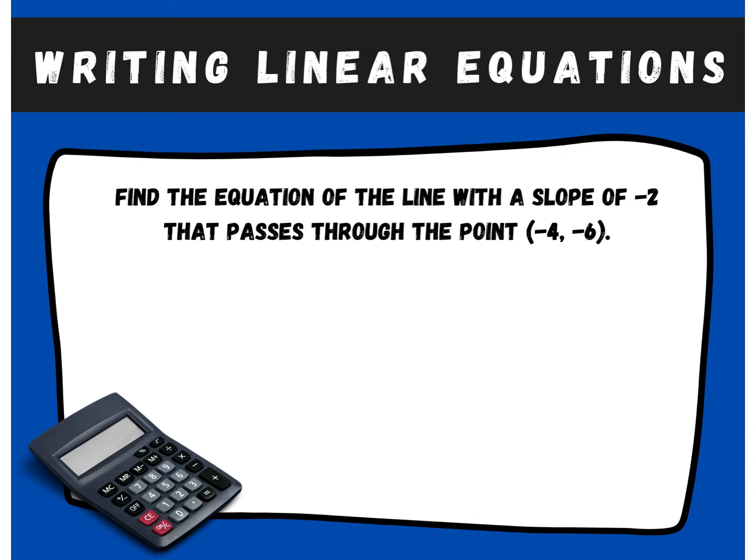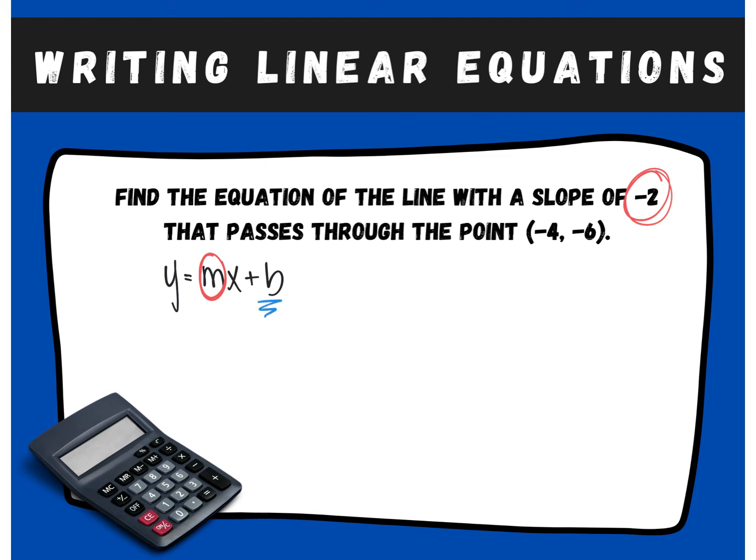This one says find the equation of a line with a slope of negative 2 that passes through the point negative 4, negative 6. Now up until this point, we've not done a problem like this. We know the slope, we can see that here, but we don't know the y-intercept. So let's start with our formatting. Let's start with the slope-intercept form. I already know the slope, so I've got my m, but what I don't have is b.